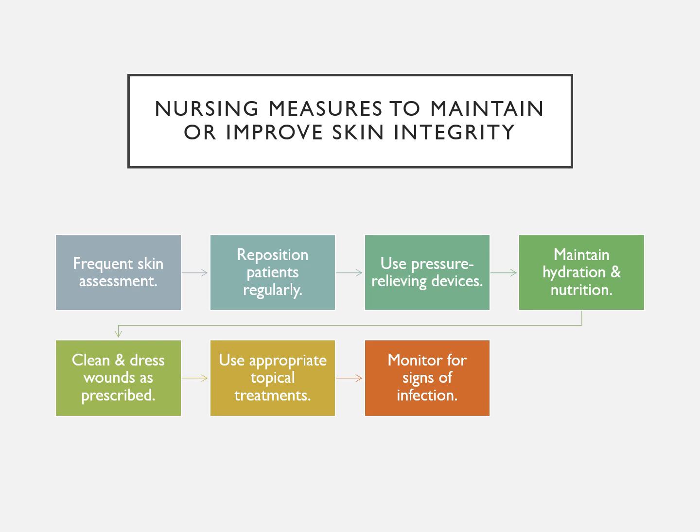Another way to maintain or improve that integrity is to reposition them regularly. And that's when we want that 2 hours. You want to reposition them around every 2 hours if they can't do it themselves. It only takes 2 hours to develop a pressure injury. So if you have someone laying directly on their butt, within 2 hours, they can have a bed sore on their tailbone, on their ischium, on their heels. So at least every 2 hours.